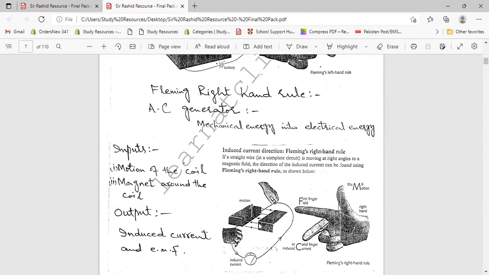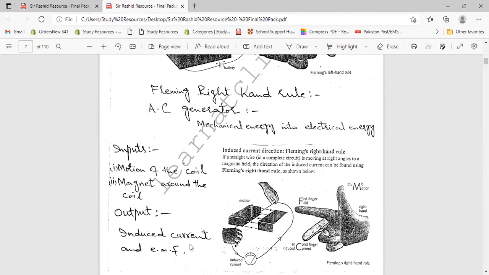In a generator, we have a coil. We rotate the coil between the magnetic field, and due to this rotation of the coil, the magnetic field lines cut the coil. This is called change of flux. Because of this change of flux, alternating current and EMF are induced. EMF, this term, electromotive force, is basically the electrical energy, the total voltage.